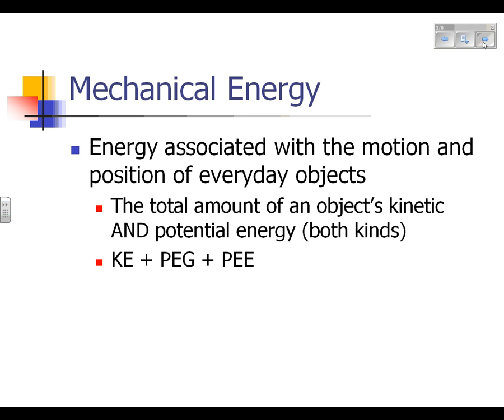Mechanical energy is actually a combination of three specific types of energy. And those types of energy are, first, kinetic energy, which we represent by KE. Second, potential energy, gravitational potential energy, which we represent with PEG for potential energy gravitational, and then elastic potential energy, which we represent as PEE.